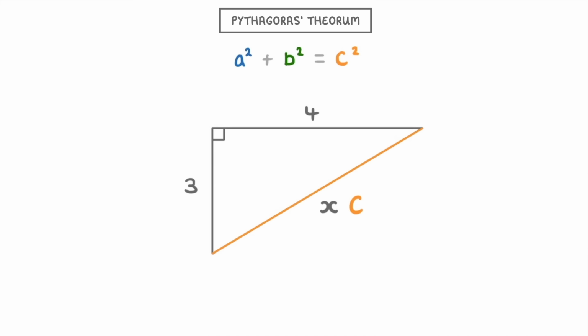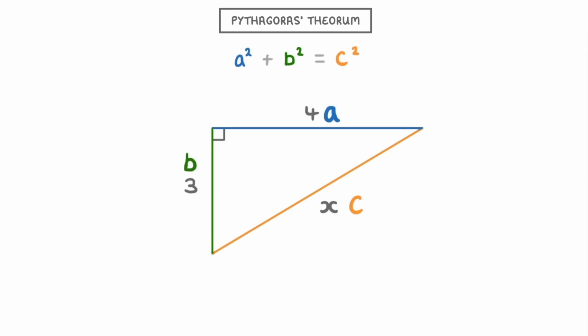Once we've labelled C, the other two sides will always be A and B, and it doesn't matter which way round you put them. So we could have A on the left and B on the top, like we have here, or we could swap them over. It doesn't really matter. As long as we have C as our hypotenuse, and the other two sides are A and B, then we're fine.